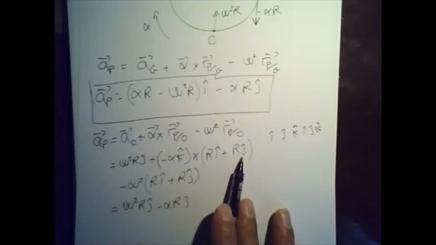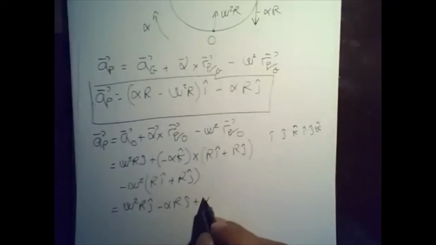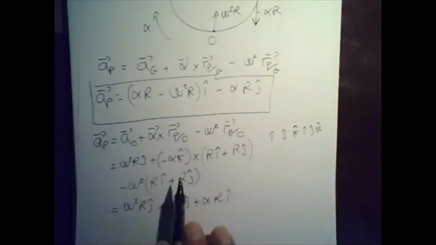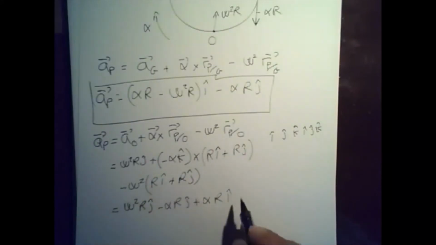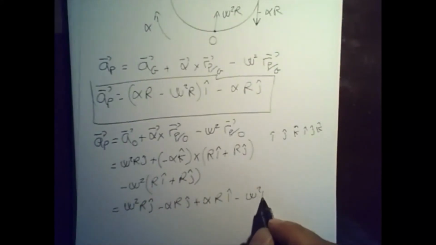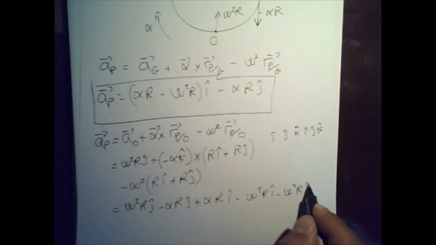Again, K cross J is equal to how much? Minus I, but I have a minus. Minus I. Plus alpha R I, right? K cross J is equal to minus I. Okay. All right. So here, the last one is going to be minus omega square R I minus omega square R J, right?